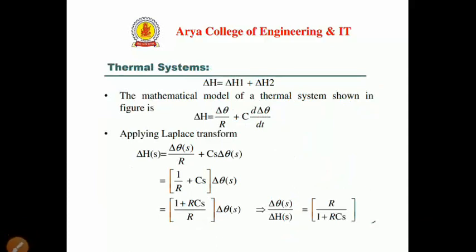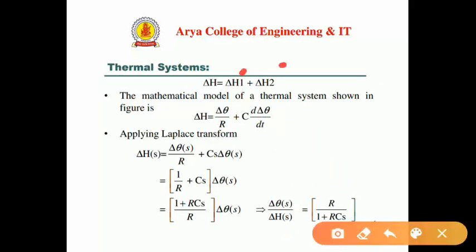Okay, now we can write delta H equals delta H1 plus delta H2, because delta H1 and delta H2 occur due to the change in the heat flow rate in the input section. So we have the mathematical expression delta H equals delta theta by R plus C d by dt of delta theta. We can apply the Laplace transform, and it can be written like this: delta H(s) equals delta theta(s) upon R plus Cs delta theta(s), because d by dt of delta theta can be represented as s delta theta(s).